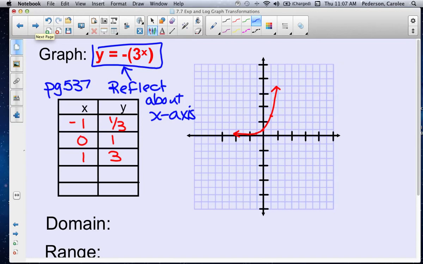So where is the x-axis? That's your horizontal x-axis. So imagine taking a piece of paper on the x-axis and reflecting it. So this ordered pair is now here. This ordered pair is down 1. And then instead of going up 3, we're going to go down 3.